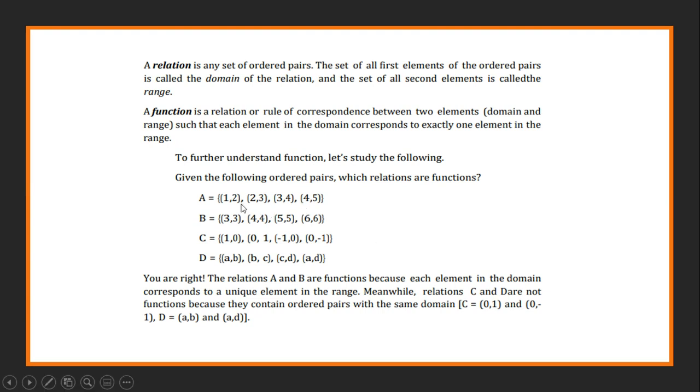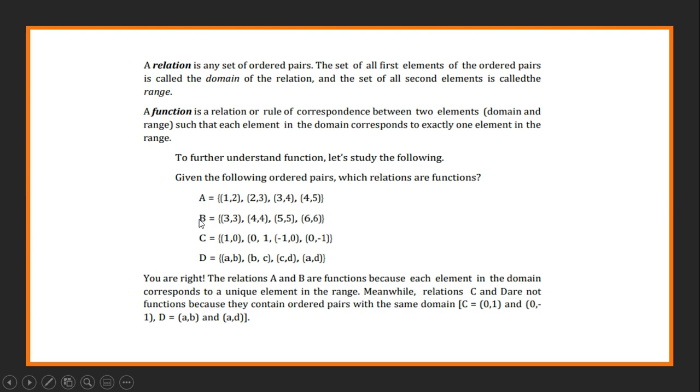So set A, or the function A, with the following ordered pairs: (1, 2), (2, 3), (3, 4), (4, 5). The second function B is (3, 3), (4, 4), (5, 5), (6, 6). Letter C: (1, 0), (0, 1), (-1, 0), (0, -1). And letter D: (A, B), (B, C), (C, D), (A, D). So the relations A and B are functions.